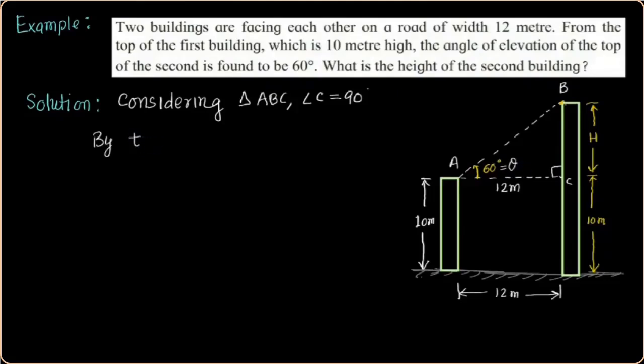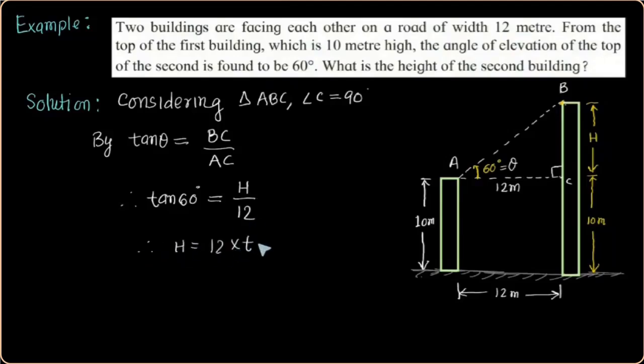By tan theta, we can say that tan theta is the opposite side divided by the adjacent side, that is BC divided by AC. So if I simplify, tan 60 degrees, friends, they have already given, is equal to BC, that is h we have to find, and AC is given as 12. Therefore the value of h is going to be 12 into tan 60. Tan 60 is root 3, therefore h is going to be 12 times root 3.